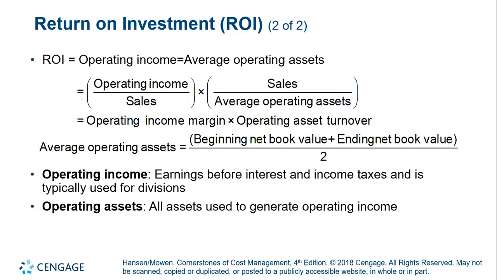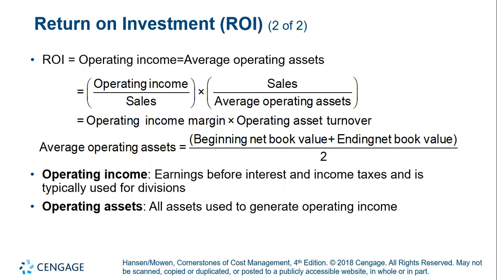Now, for return on investment, or the ROI, we have this formula. Operating income is compared with the average operating assets. Operating income is taken by dividing here. We have the operating income over sales, and sales divided by the average operating assets.